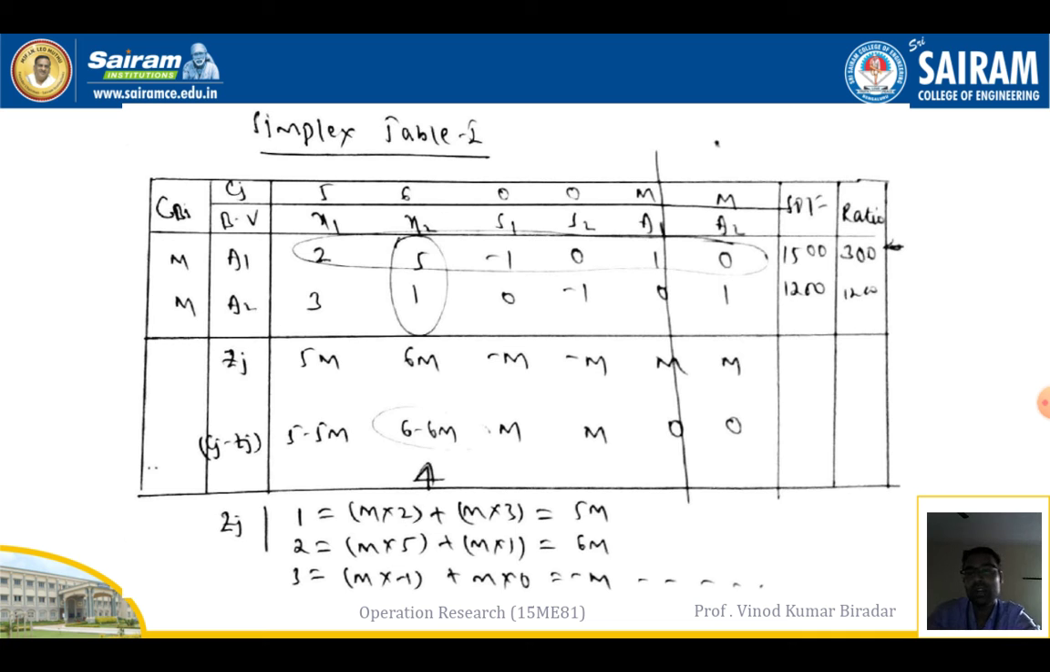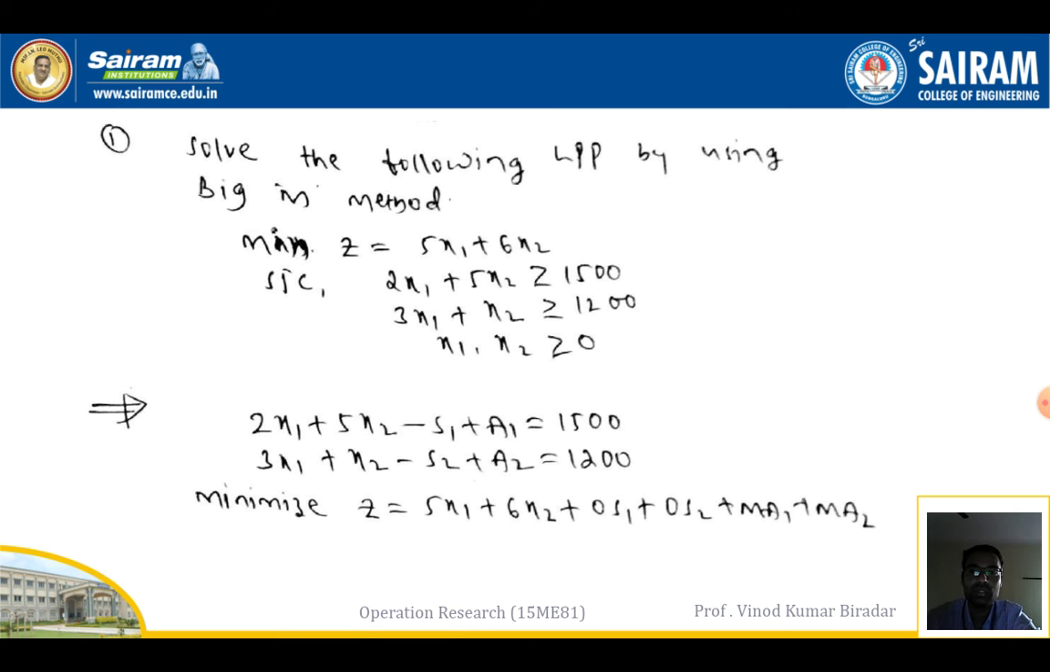In the previous case, we added slack variables, that is S1 and S2, but here we are adding artificial variables in the basic variable column. Okay, that is the only difference, A1 and A2. Along with that, in the CBi column, write the coefficient of A1 as M and the coefficient of A2 as M. So in between, in these values, you write the coefficients.